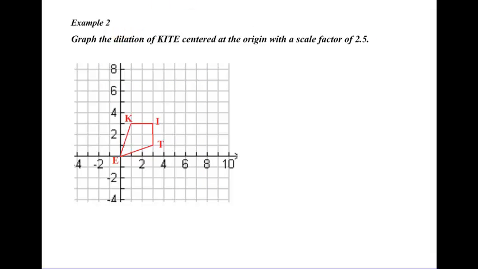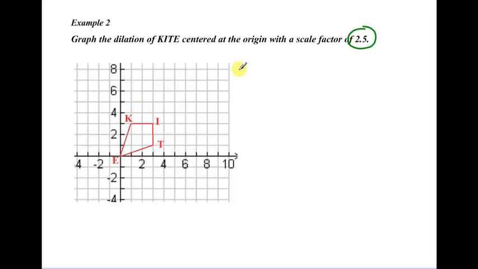Now, in example 2, I'm going to take you through the steps to actually graphing a dilation. This time I told you the scale factor is 2.5, so we're going to make everything 2.5 times the original dimension. And yeah, that's going to be an enlargement. We're going to get bigger by 2.5 times on everything.